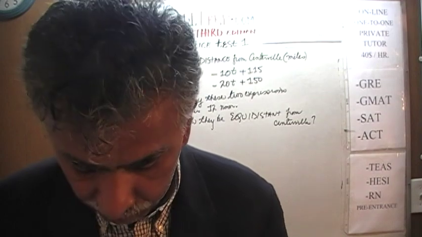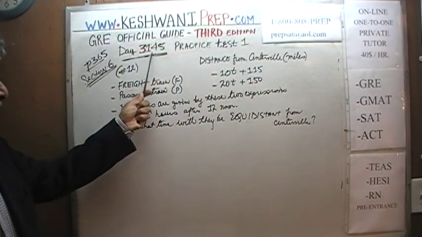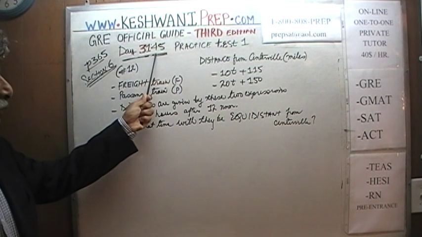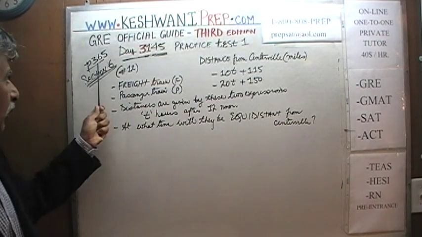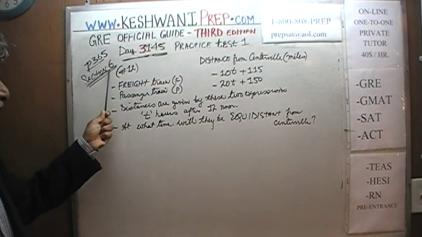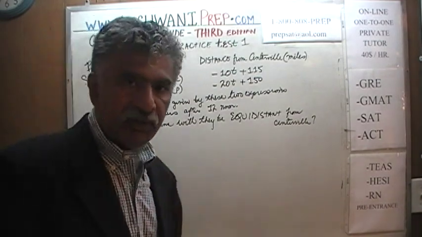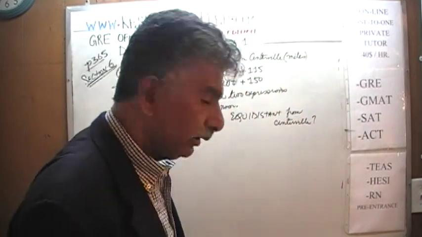Today is our lesson number 145, day 3145. The 3 signifies the fact that we're in the third edition. Day 145, we are working on the practice test at the very end of the book, on page 365, Section 6. We'll begin with number 12. There are four problems on this page, 12, 13, 14, and 15, and those are the four we're going to do today.